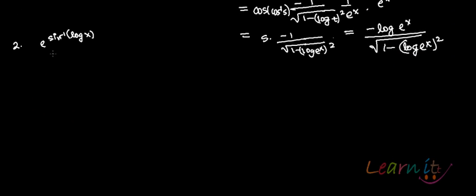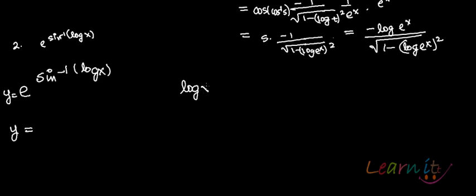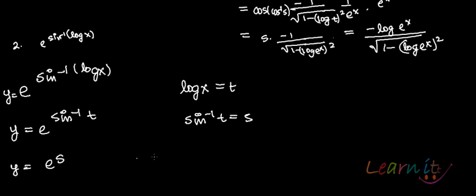Now let's talk about e to the power sine of inverse log x. So you can write this as y equals e to the power sine of inverse log x. Supposedly it is like this. So in place of log x, you can write t, so you can write it as e to the power sine of inverse t. In place of sine of inverse t, you can write, say, s. So it is y equals e to the power s.